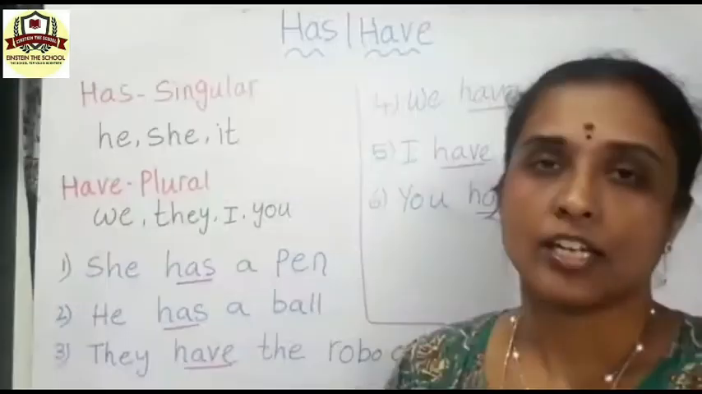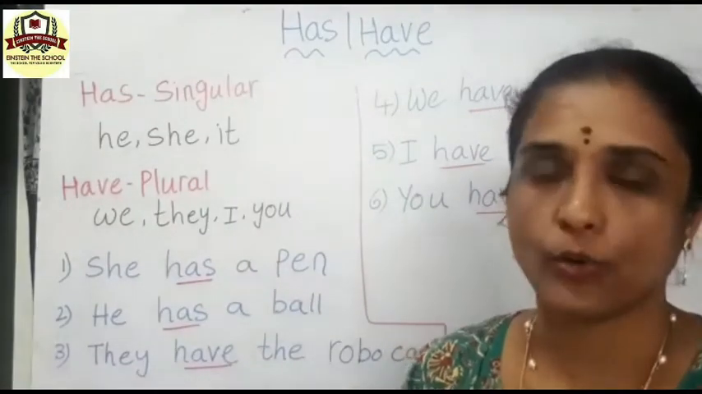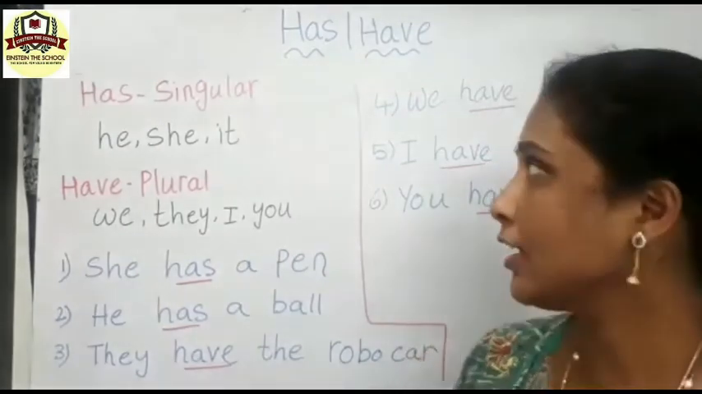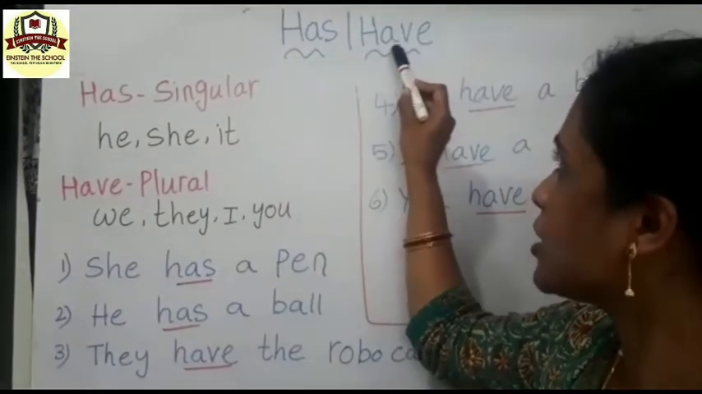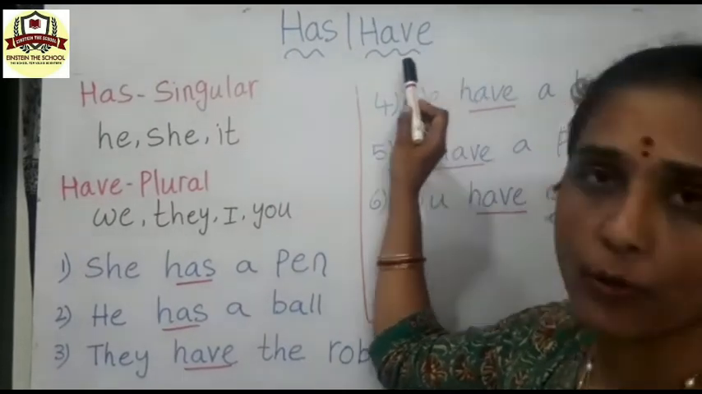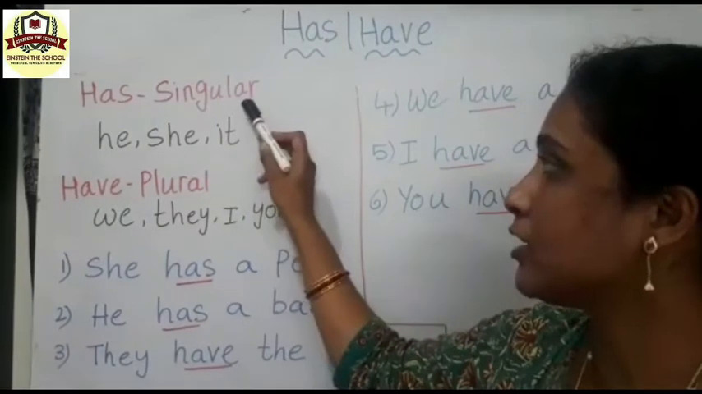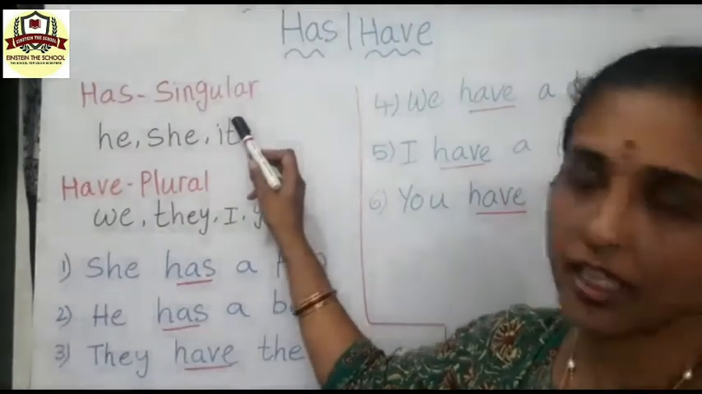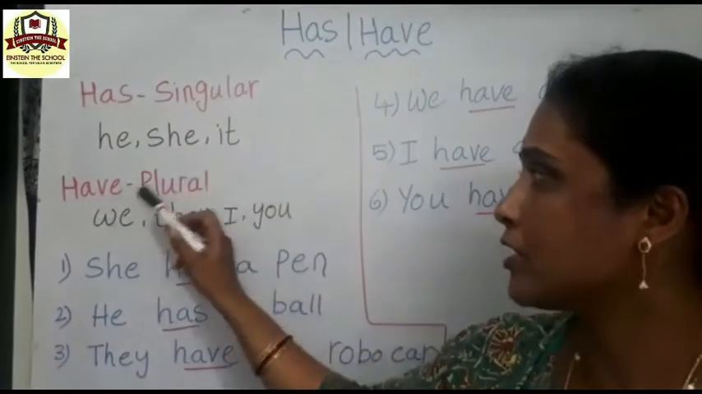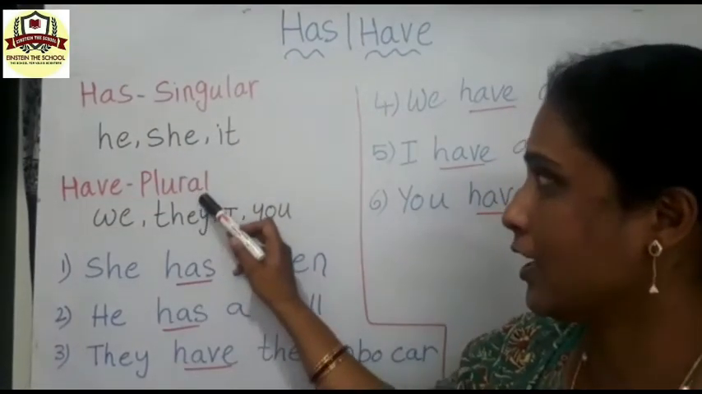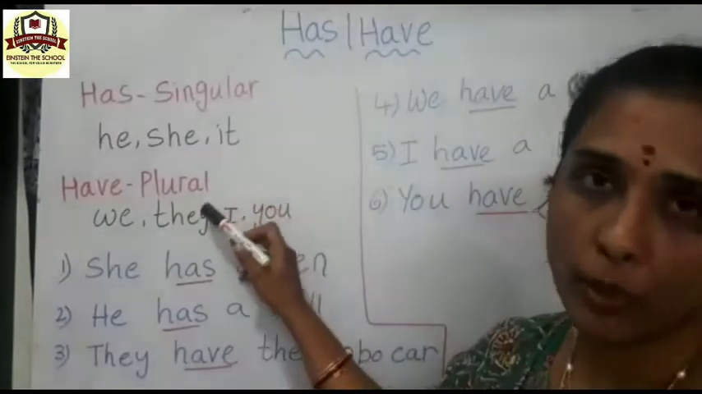Good morning children. Now we will learn how to use has or have in a sentence. Has, H-A-S, has. Have, H-A-V-E, have. Now see, has is used for the singular and have is used for the plural. Has means here singular and have is here plural.